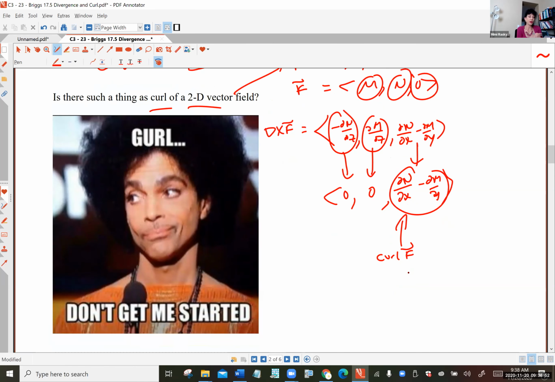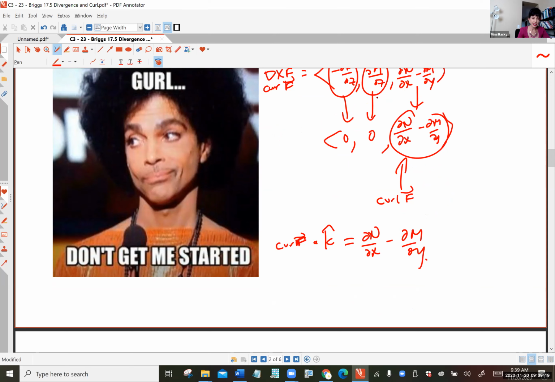So other textbooks argue the following. They take the curl of F, which is a vector field, and dot product the curl of F with k hat, which is the vector 0, 0, 1, then you get dN/dx minus dM/dy, which is a little bit more spot on, if you will.